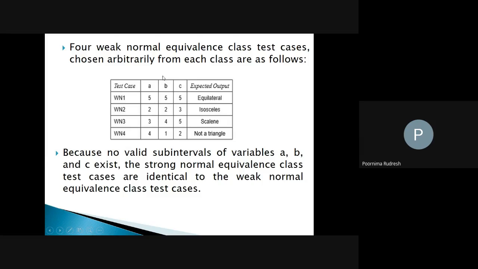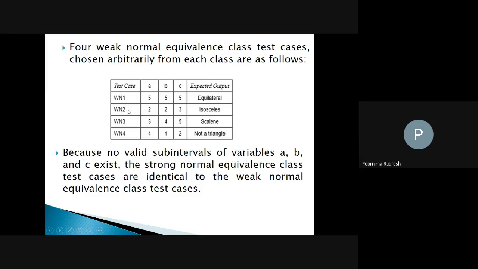So if A is equal to 5, B is equal to 5, and C is equal to 5, we say that it is an equilateral triangle. So here the value is not necessarily 5. You can consider A is equal to 10, B is equal to 10, C is equal to 10, or A is equal to 100, B is equal to 100, and C is equal to 100. So the condition is all the sides' values should be equal. Then we say that it is an equilateral triangle. That one test case is constructed.